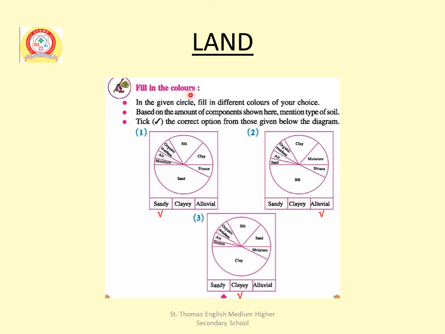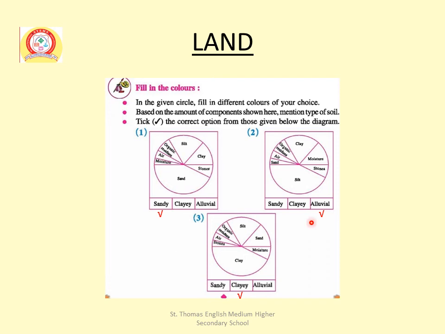Now fill in the colors. In the given circle, fill in different colors of your choice. Based on the amount of components shown here, mention the type of soil. Tick the correct option from those given below the diagram. Here this is sandy soil. Sand is there, so based on the amount of component shown here, that is sand, that's why it is sandy.